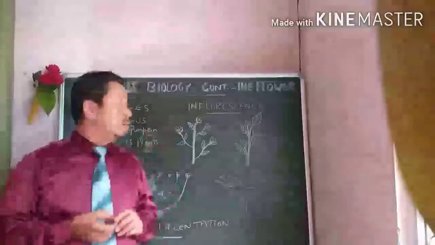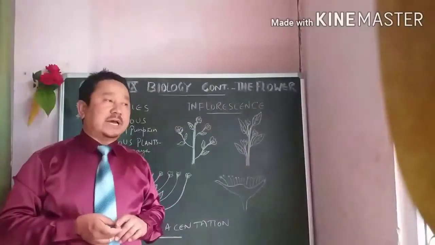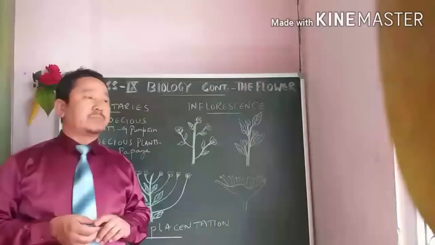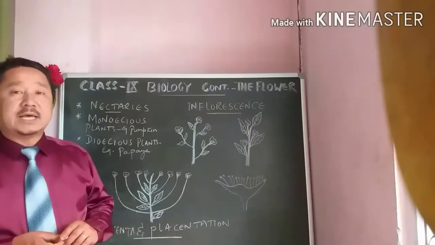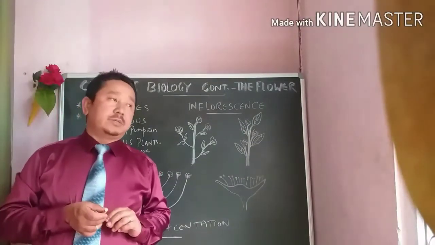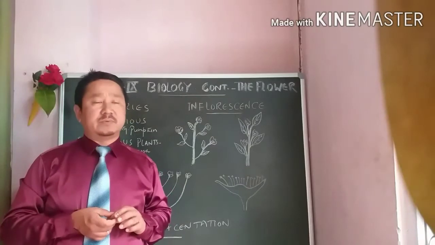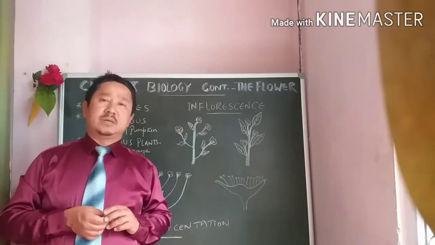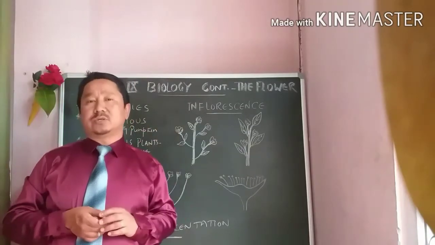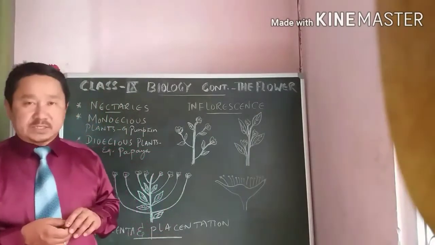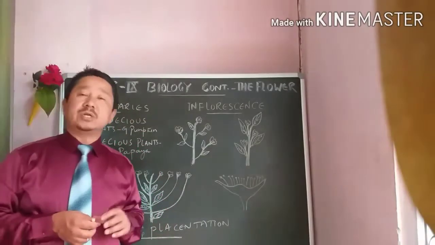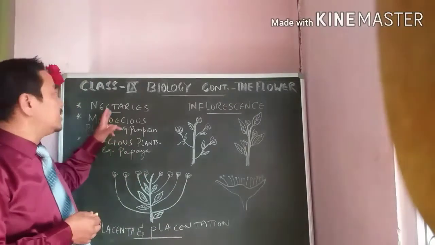Dear class 9, we'll continue the chapter number 4, that is the flowers. In the last session we discussed the different parts of the flowers and a number of new biological words associated with the parts of a flower. Today we'll continue the same, beginning with nectaries.